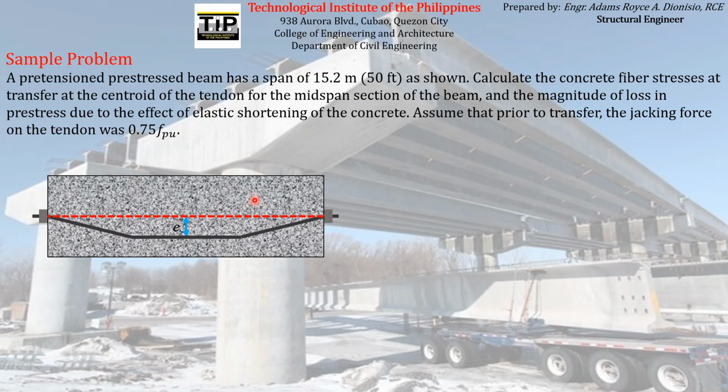So this is the pretension beam, and it is just a simply supported beam which carries a uniformly distributed load W. Calculate the concrete fiber stress or stresses at transfer at the centroid of the tendon for the midspan section of the beam. So we are concerned with the concrete fiber stress located at the centroid of the tendon at midspan. So we want to find the fiber stress acting on this particular location at midspan of the beam.